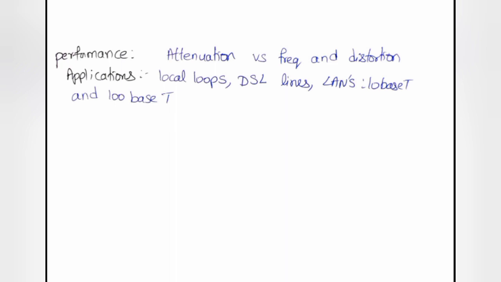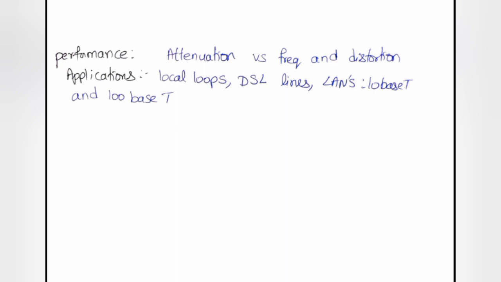So what is the 10 base T here? 10 base T means the 10 specifies the speed of the network, that is 10 megabits per second, and base means baseband transmission. So we have two types of transmission, right? Baseband and broadband. So base means baseband transmission and T means the twisted pair cable. So the speed will be 10 megabits per second.